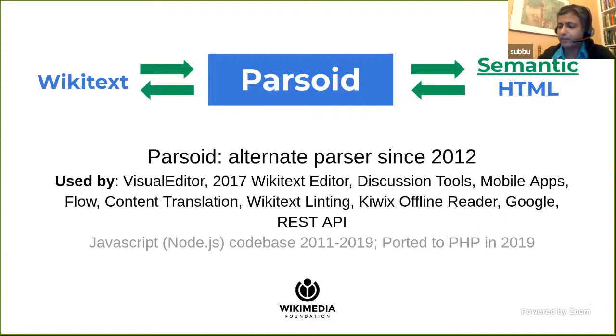One thing to note was that Parsoid was written in JavaScript using the Node.js framework. And this was the case till about 2018 and 2019. Last year, we ported the JavaScript version to PHP. And this is now live in production for all Wikimedia wikis. And as of MediaWiki 1.35, this is going to be the default install of Parsoid with MediaWiki.